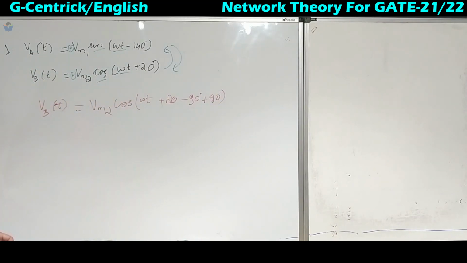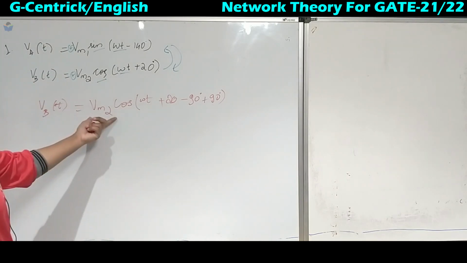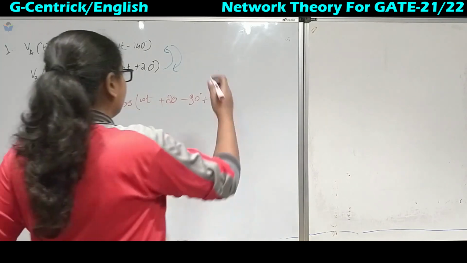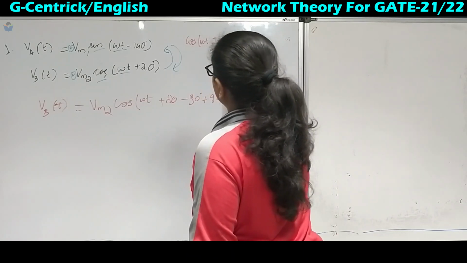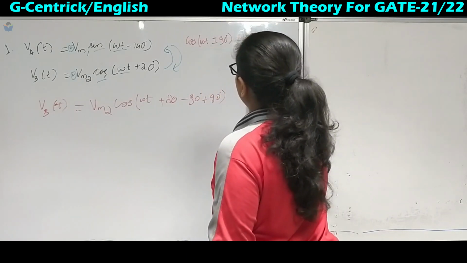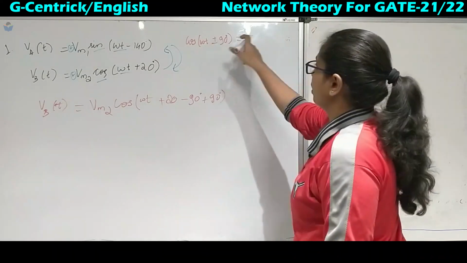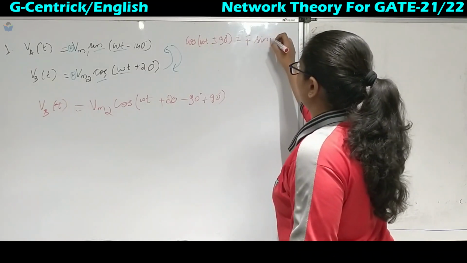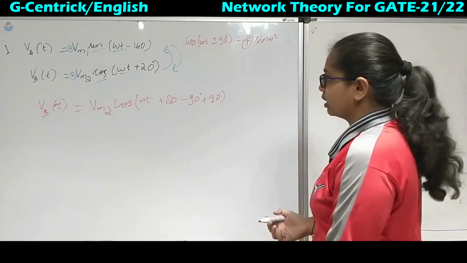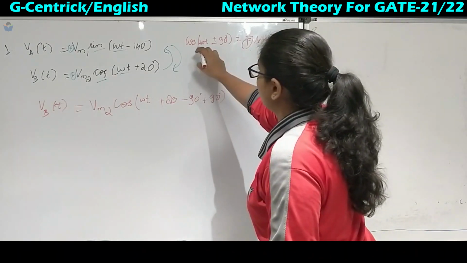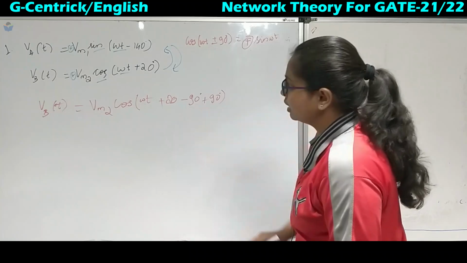So what was our formula now? We want the positive magnitude, we do not want negative. So what was the formula for getting sine? If it is cos omega t plus or minus 90 degree, then we will get the opposite sign of sine omega t. But we want the positive value of sine omega t. So what will we take? Cos omega t minus 90 degree.